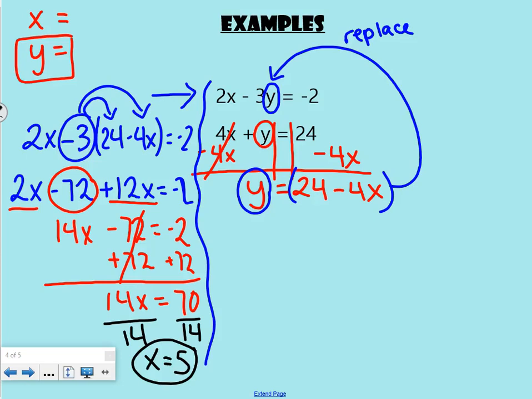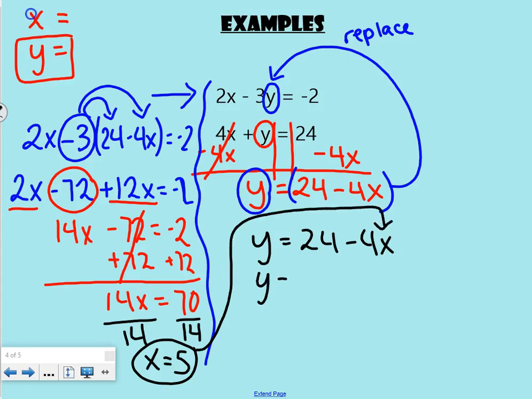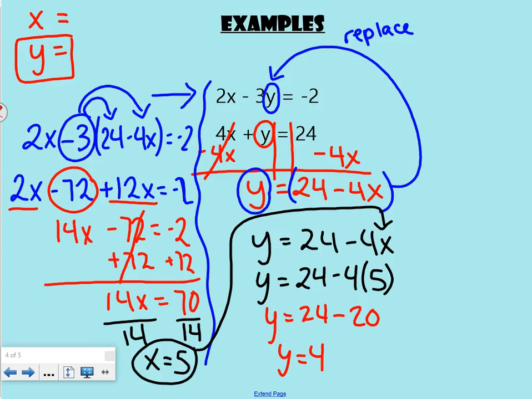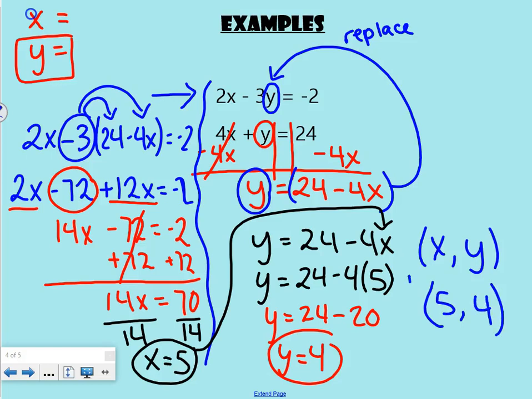We have one variable, we need the other. We know right here y equals 24 minus 4x. We need to take this value and plug it in for x. So y equals 24 minus 4 times 5. 4 times 5 is 20. So y equals 24 minus 20, which is 4. Almost done. We just need to write our answer as a coordinate point, (x, y). So our x value is 5 and our y value is 4.